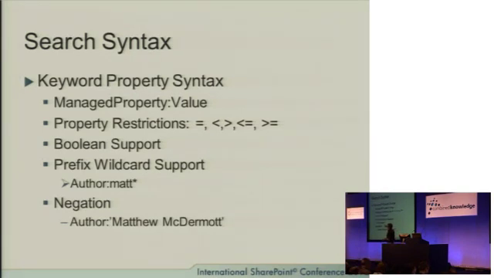So if you do author colon Matt star, it's going to find Matt, Matthew, and then any name after that. But you don't have prefix, you don't have contains in KeywordQuery. You'd have to go to SqlQuery for that. And then we also have negation. So if I do a minus sign in front of a property, it's going to get all of the documents that are not authored by Matthew McDermott.